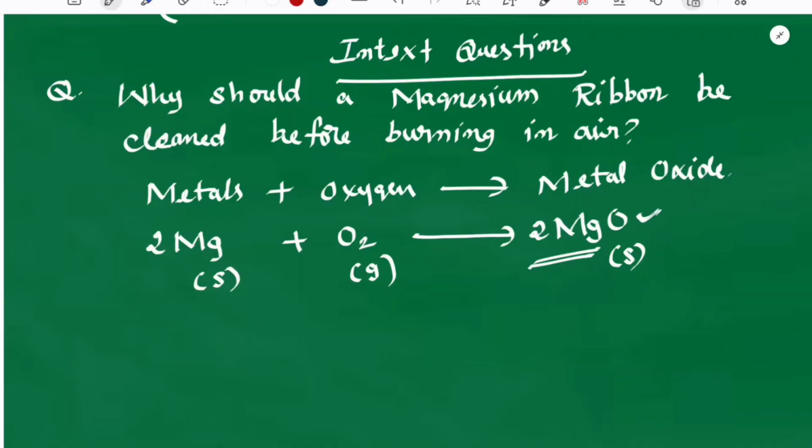We can't get the white color powder. Why? Because it is already oxidized. That's why further oxidation does not take place. Okay. Because of this reason, we clean the surface of the magnesium ribbon before burning in the air. I hope you understood. So already this magnesium oxide layer is formed.